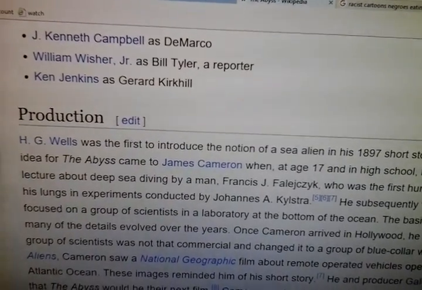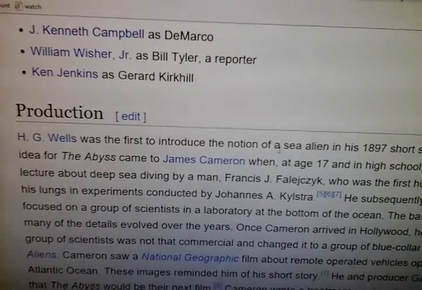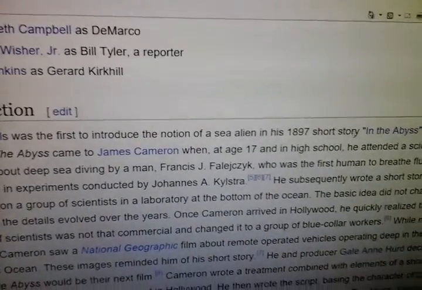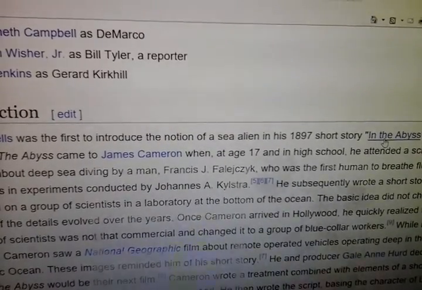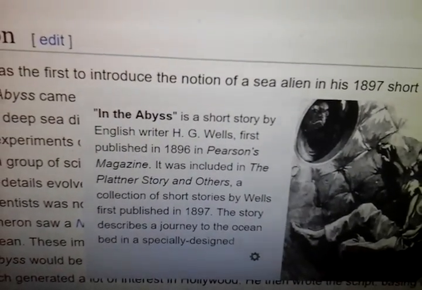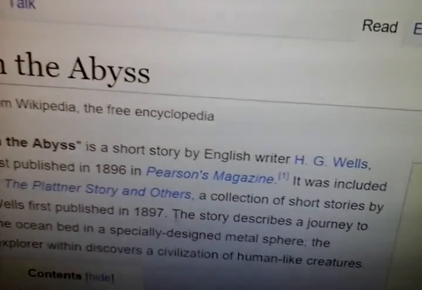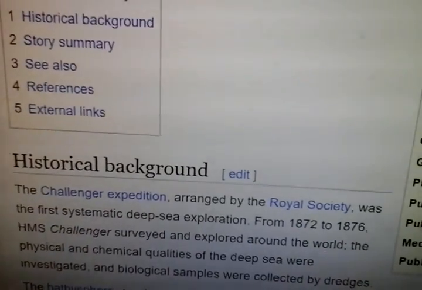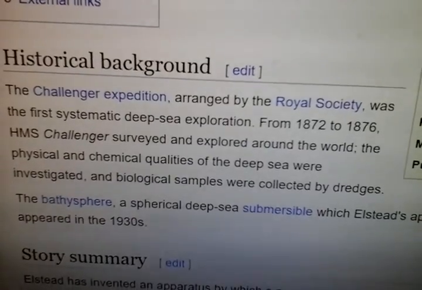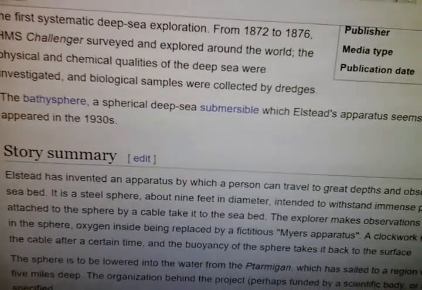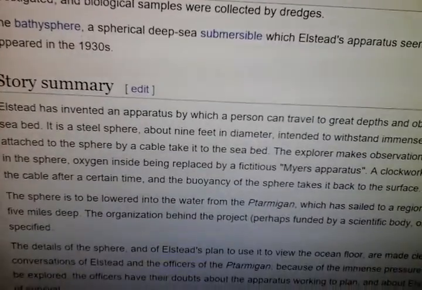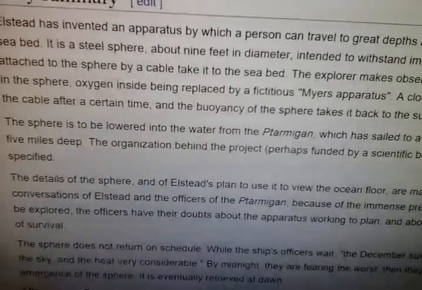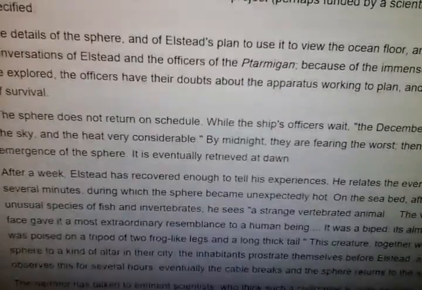Go with H.G. Wells. Listen to this. H.G. Wells was the first to introduce the notion of a sea alien in his 1897 story, In the Abyss. Right? Let's click on this. In the Abyss is a short story. Let's click on this. And what is that? What is he looking at? That's a person. Somebody's right there. It's reverting right back to you.